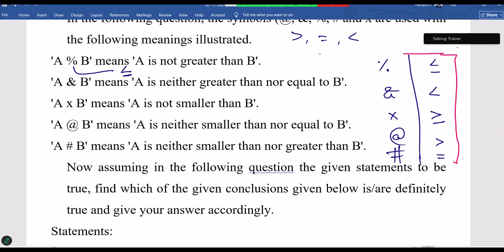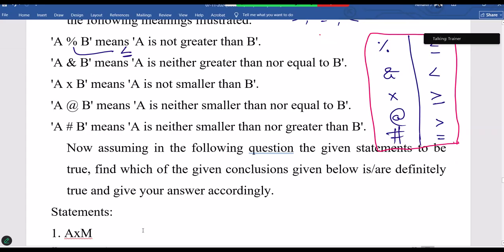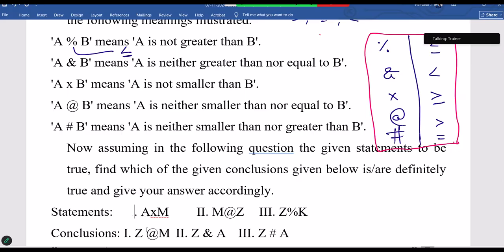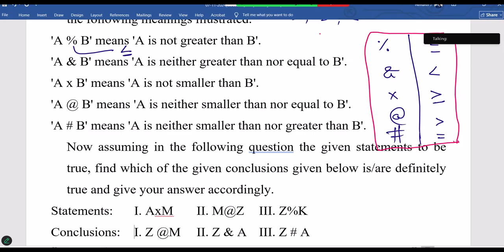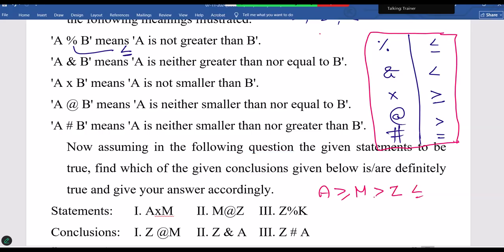Now we have statements, then we have conclusions. With respect to the statements, the conclusion is to be decided. The statements are A into M. The first statement you can clearly observe: A into M. So "into" means either greater than or equal to M. M at the rate Z, M greater than Z. Z percentage K, Z is either less than or equal to K. From that, this is the relation between A, M, Z and K.